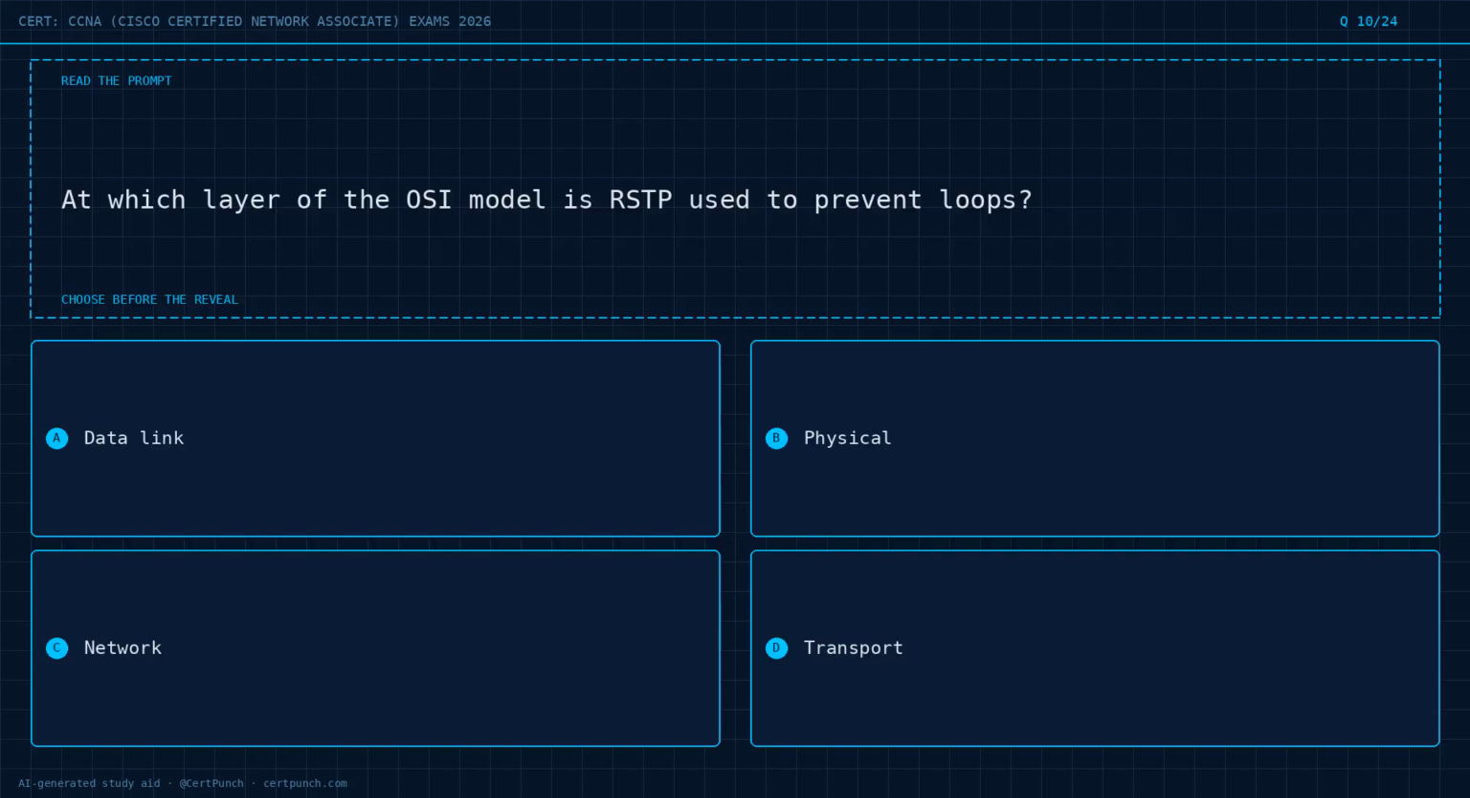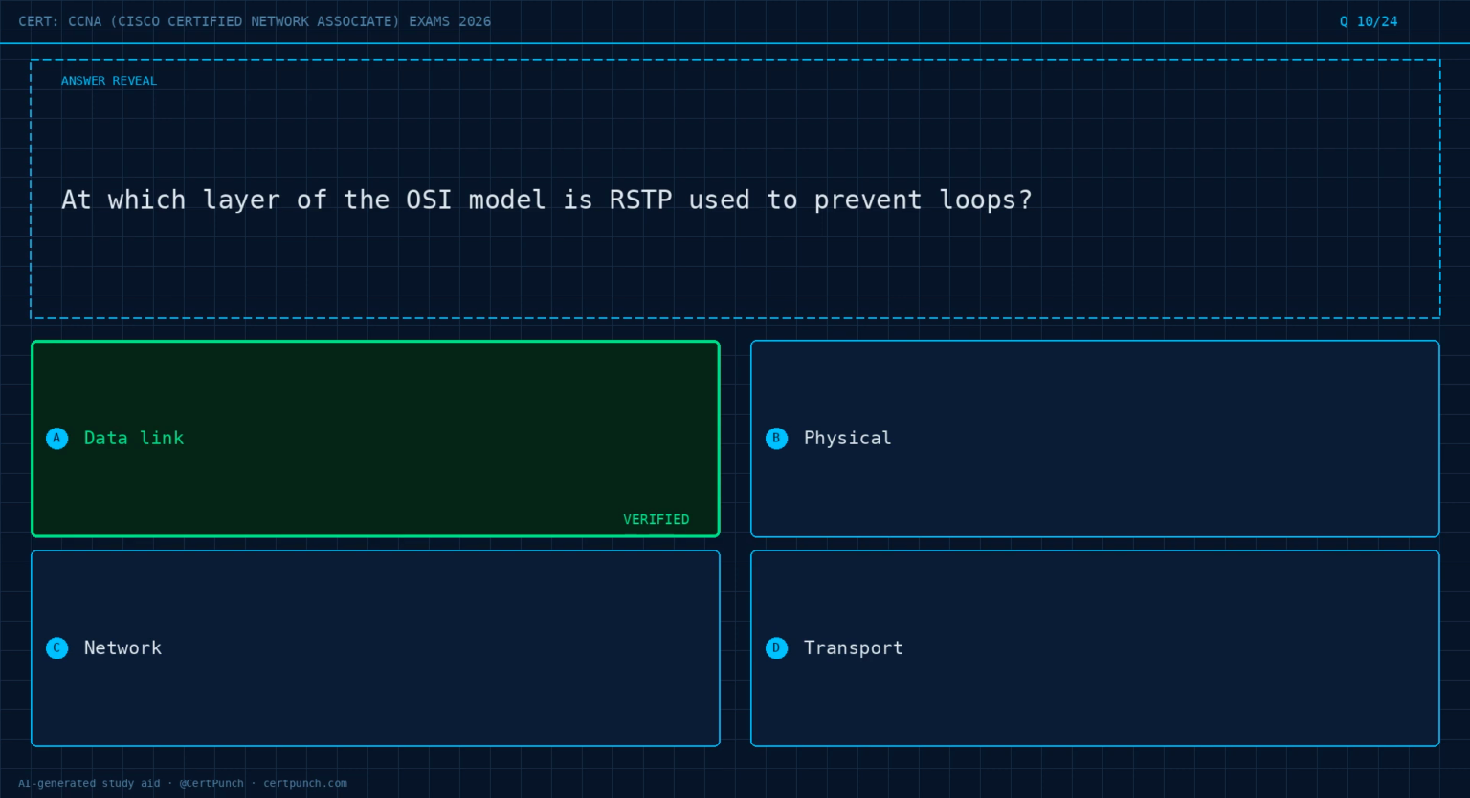Question 10 of 24. At which layer of the OSI model is RSTP used to prevent loops? Option A, data link. Option B, physical. Option C, network. Option D, transport. Lock in your pick before the reveal. Trust the read.